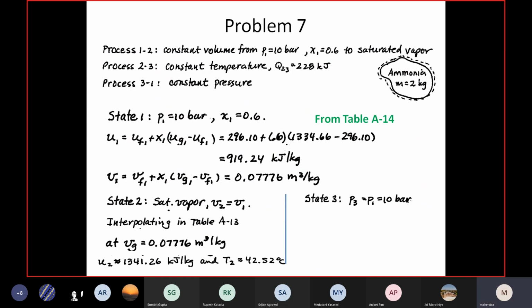And state 3. When you want to go to state 3, 1 to 2 is completed, and 2 to 3 we need to go. 2 to 3 means this is the constant temperature process. And here heat is also given over here. Constant temperature process.